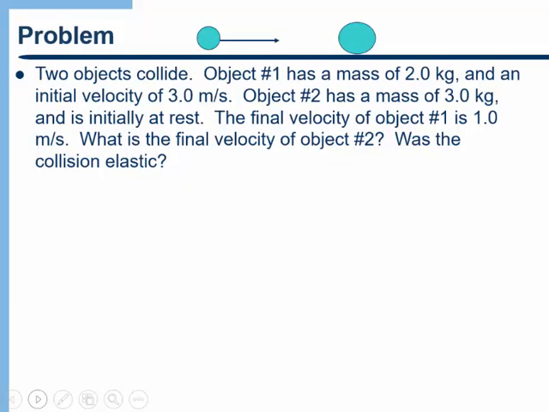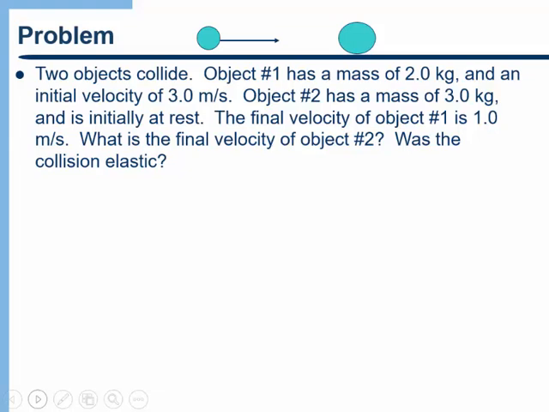Let's look at an example. Two objects collide. Object 1 has a mass of 2 kilograms and an initial velocity of 3 meters per second. Object 2 has a mass of 3 kilograms and is initially at rest. The final velocity of object 1 is 1 meter per second. What's the final velocity of object 2, and was the collision elastic? Well, you guys know how to do the first part, definitely. It's just conservation of momentum. So why don't you go ahead and pause the video and find the final velocity of object 2, and then restart the video and just make sure that you got it right and that you wrote it out correctly.